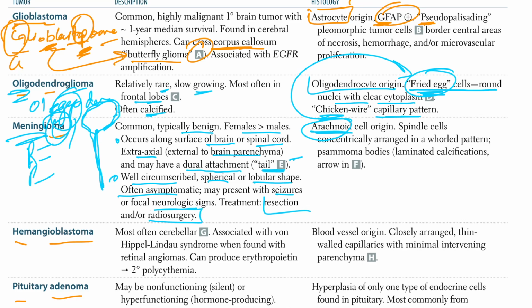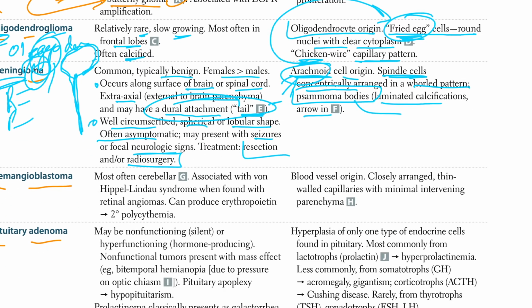Now, it is of arachnoid cell origin with spindle cells concentrically arranged in a whorl pattern called psammoma bodies, which are high yield. What are psammoma bodies? They're laminated, calcified. So let's take a look at psammoma bodies and dural attachment with a tail. Pictures E and F.